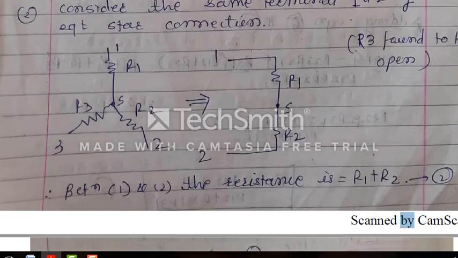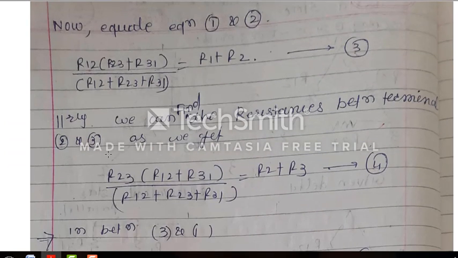Now equate equations 1 and 2. Equation 1 is the equivalent resistance between terminals 1 and 2 of a delta connection, and this one is the equivalent resistance between terminals 1 and 2 of a star connection. So we have to equate equations 1 and 2.